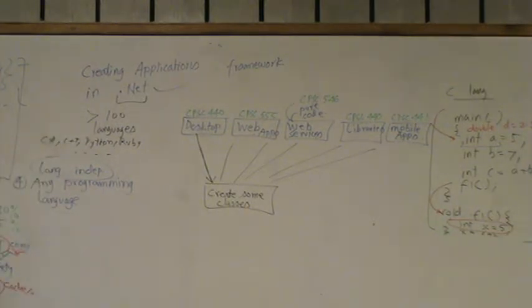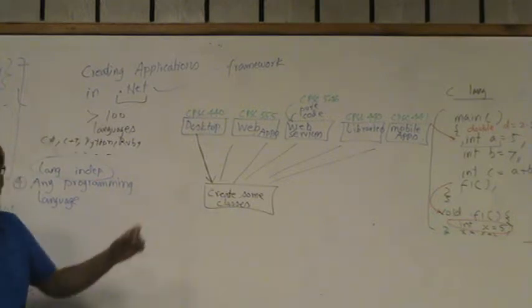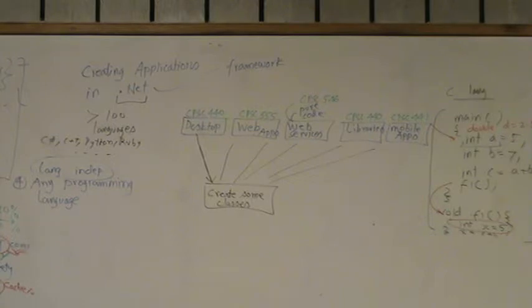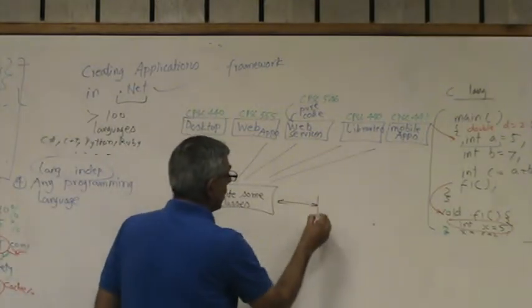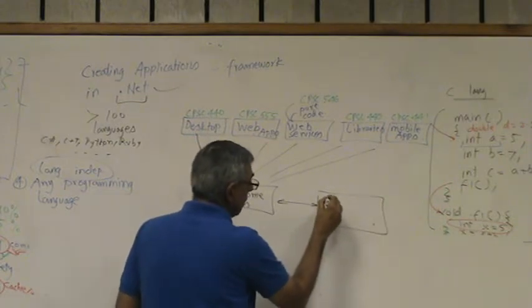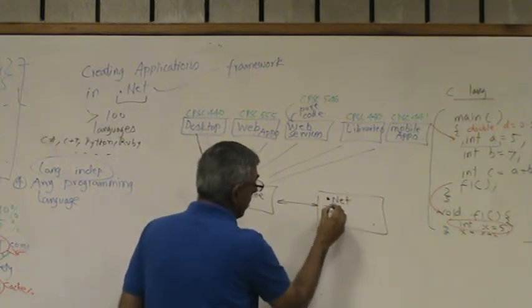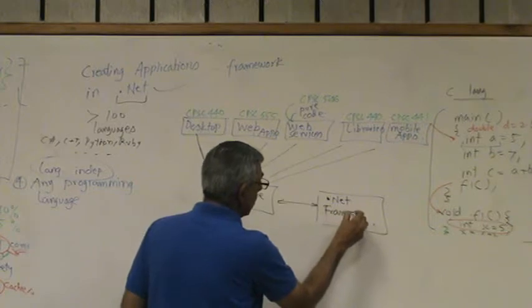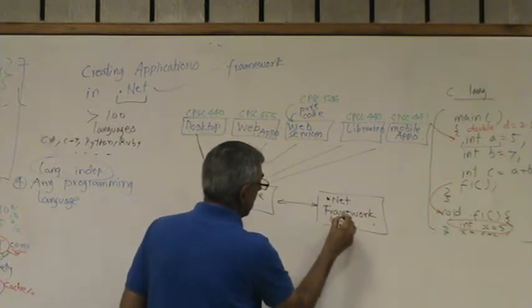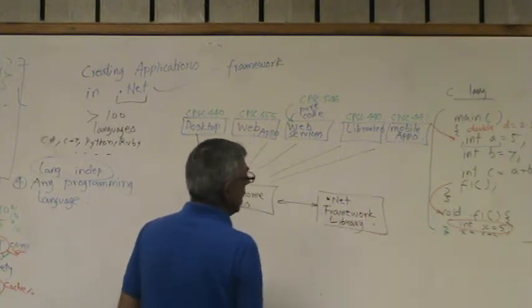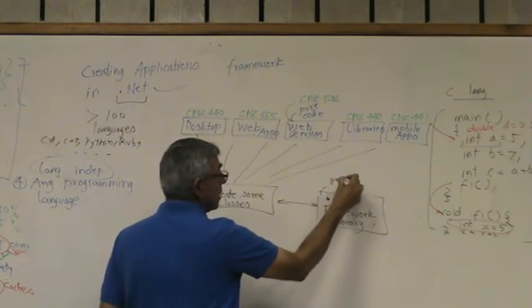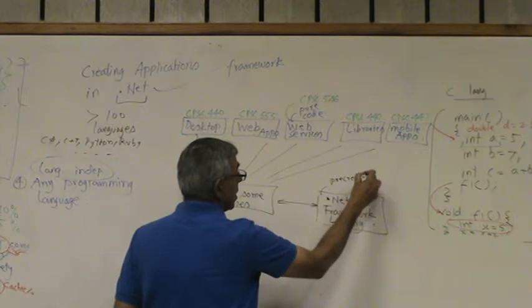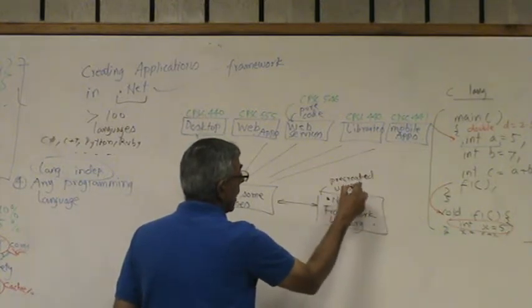Now, when we program these days, not everything we create ourselves. A lot of the power in programming comes from a library. So we will use the .NET Framework library, and we'll pick some classes. These are pre-created, useful classes.